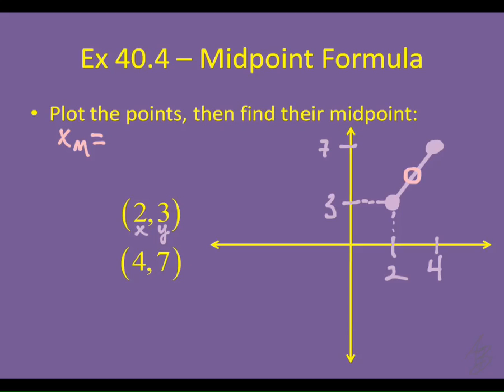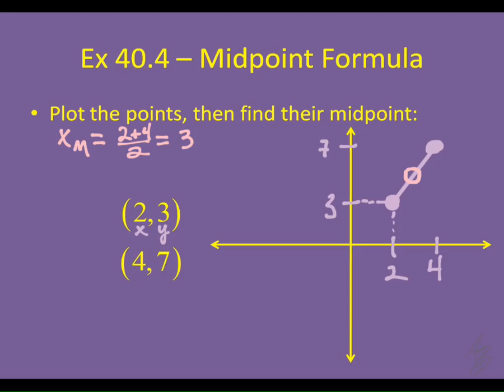Remember, the x-coordinate of the midpoint is the average of the x's, right? So is it 2 plus 4? So it's going to be 2 plus 4, divided by 2. What's 2 plus 4, Maya? Divided by 2? Okay. So the average of the x's is 3.